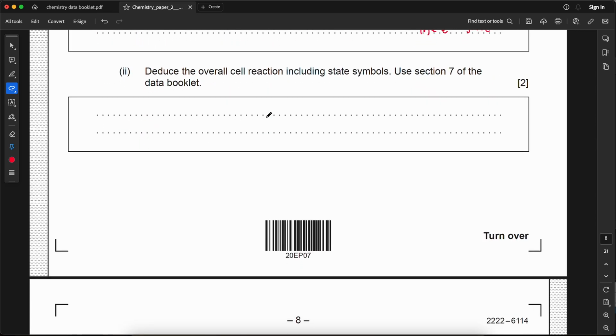Deduce the overall cell reaction including state symbols. Use section 7 of the data booklet. That would be ZnCl2 liquid will produce Zn liquid and Cl2 gas. Okay.